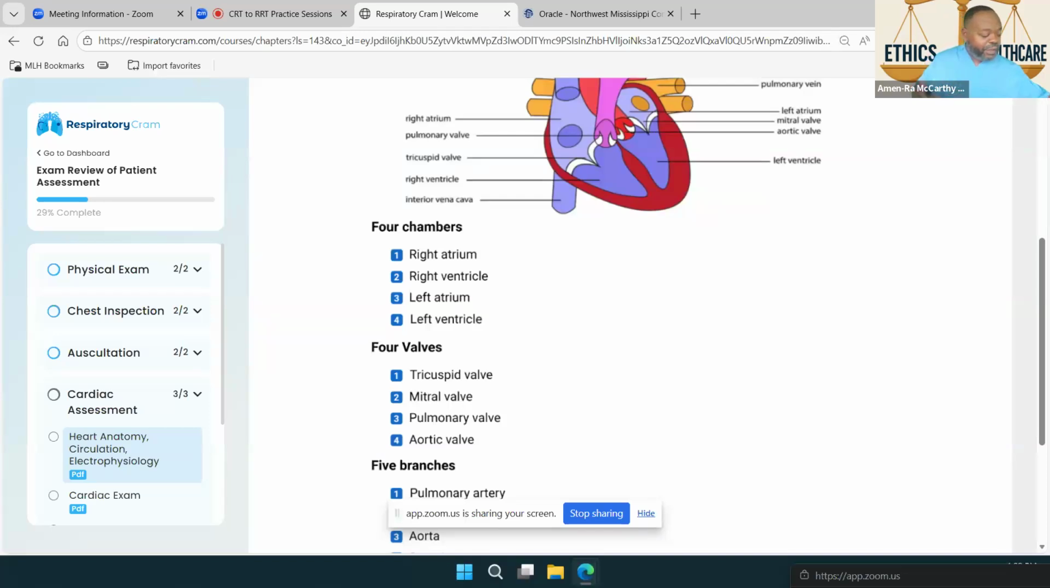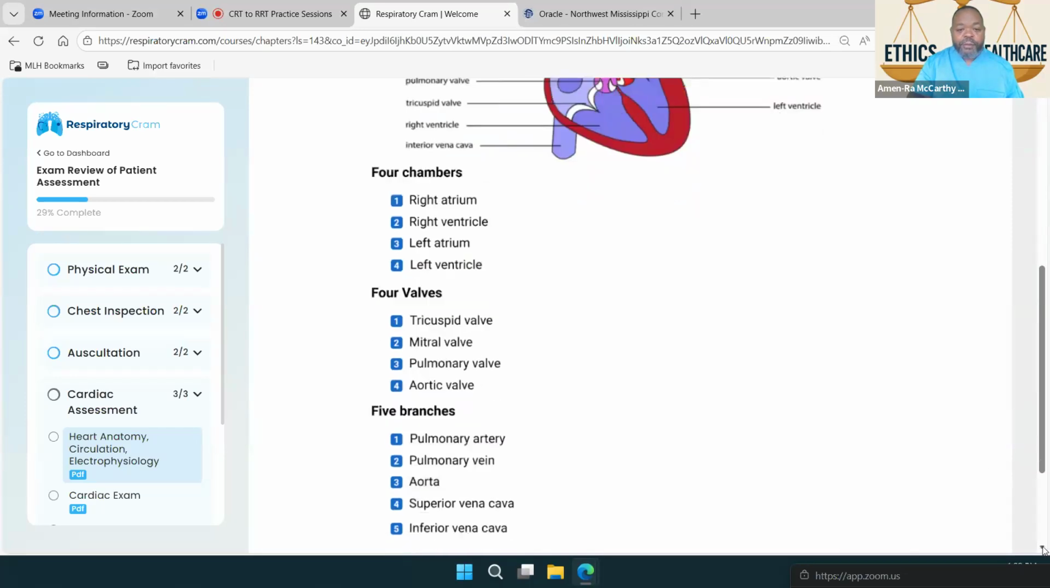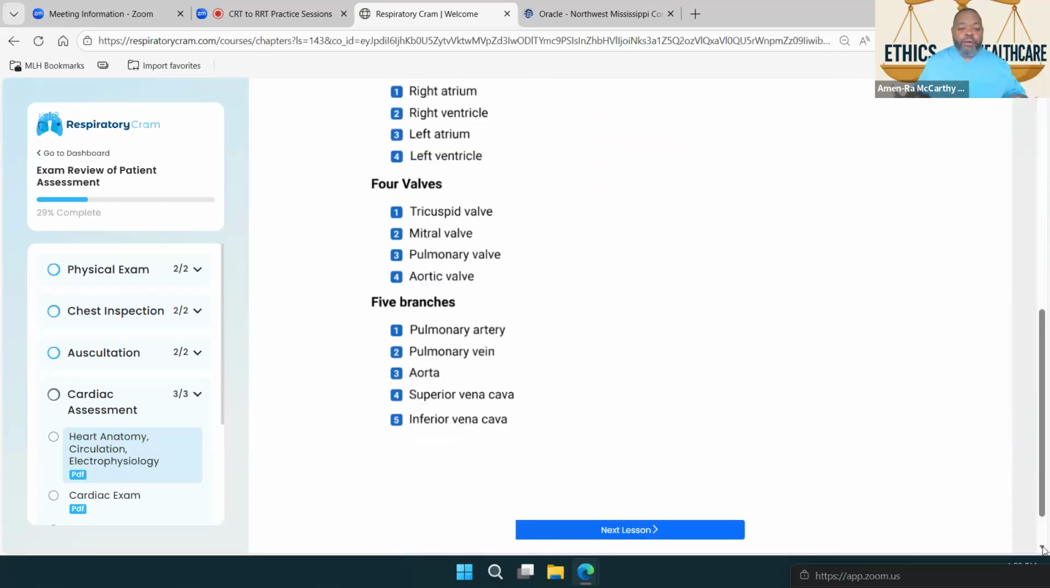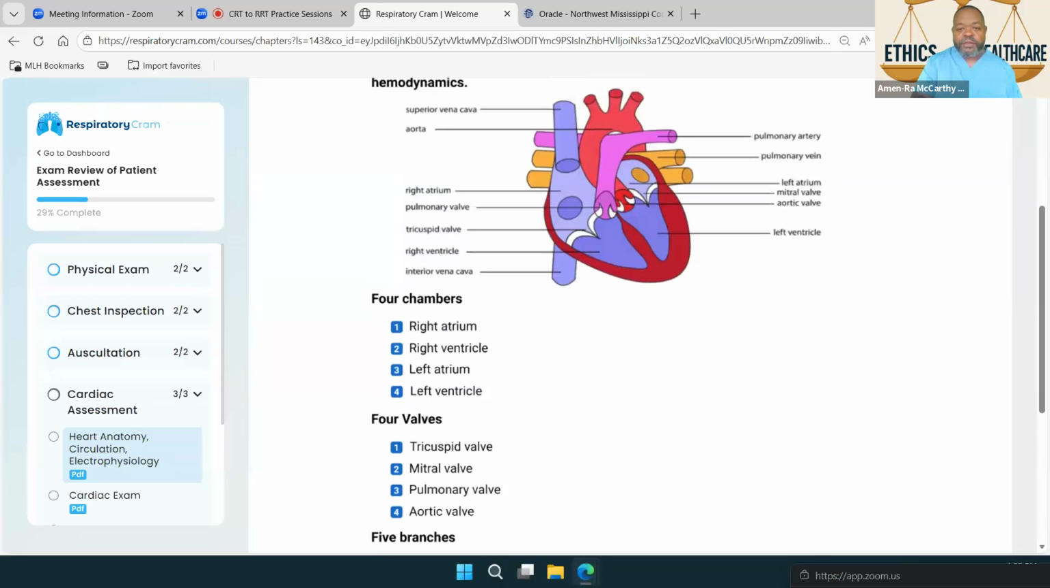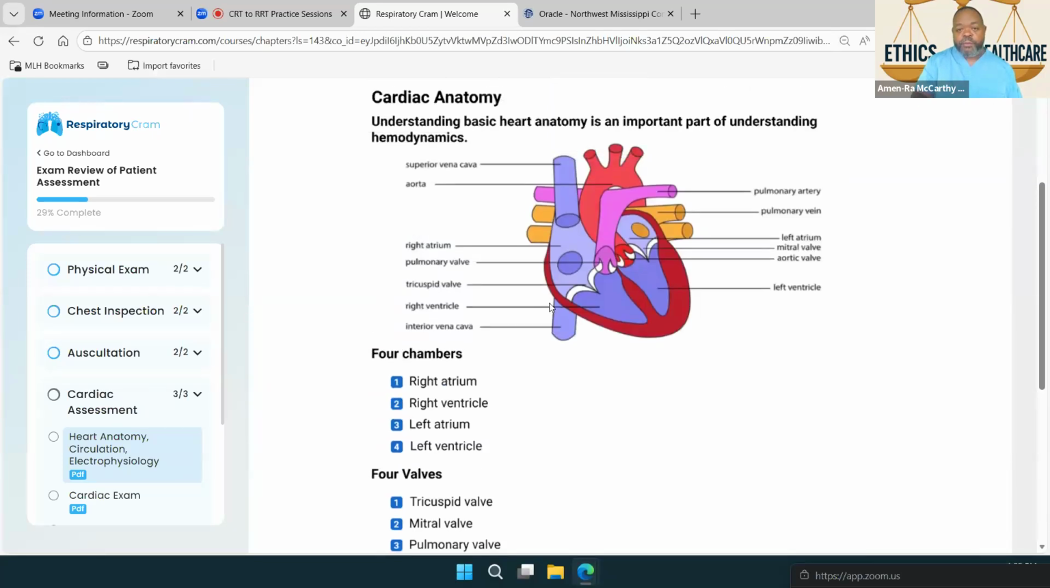So then we talked about those branches, which are your pulmonary artery, your pulmonary vein, your aorta, superior vena cava, and inferior vena cava. Okay, that is the blood flow through the heart, right? Your main chambers, valves, and branches. Make sure you remember those. Again, this is here, so you can go back and look at the recording. If you want to see it more closely, here it is. Okay.